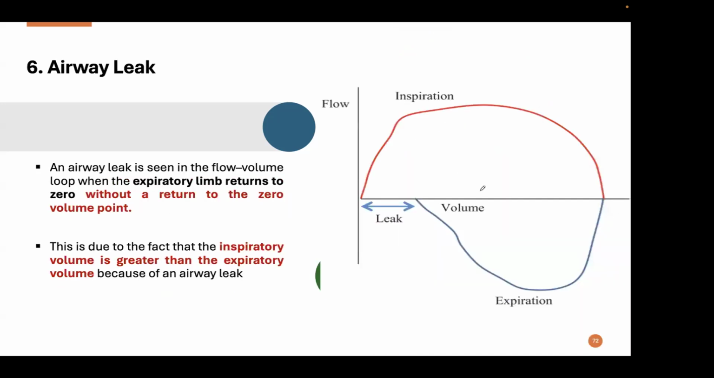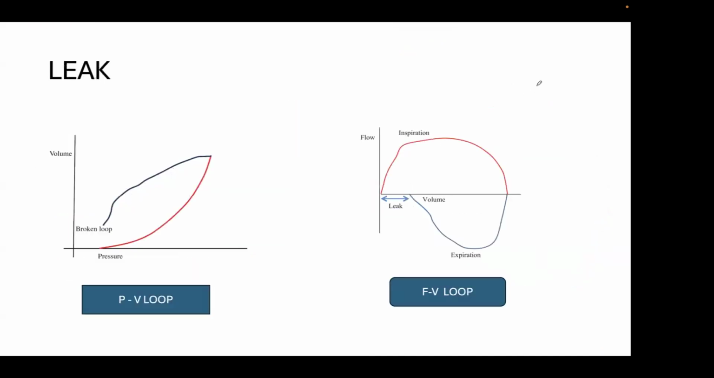So leak: in this flow volume loop, the expiratory limb does not reach your baseline. So there is a gap, and this gap is your leak. So how does it differ? In your flow volume loop, it was looking like this. There was a broken lip, and here also it is not reaching the baseline. So these two pictures we will see if there is a leak in two curves.